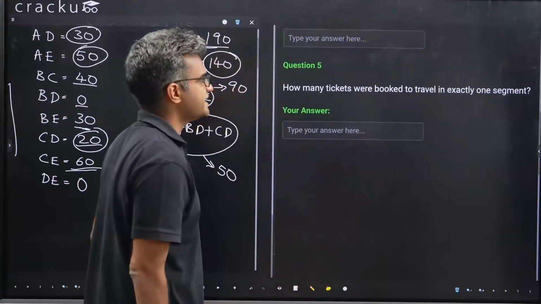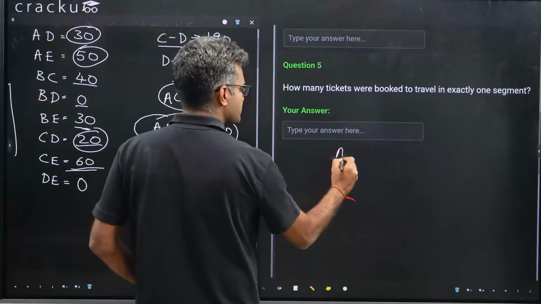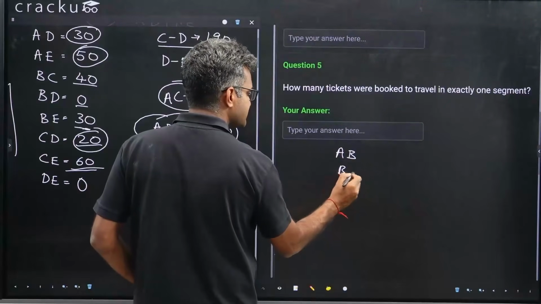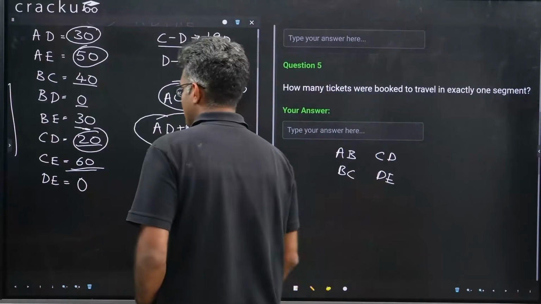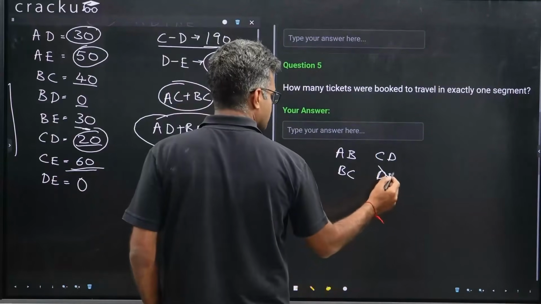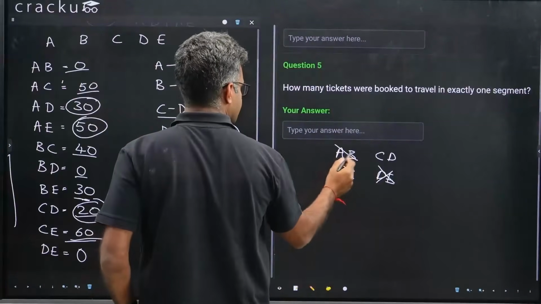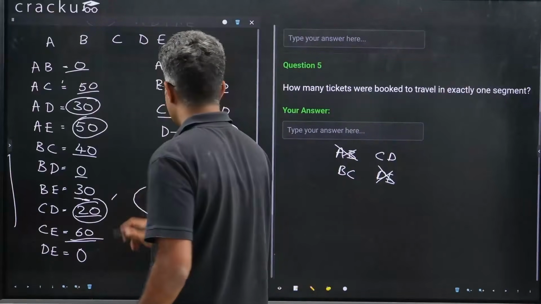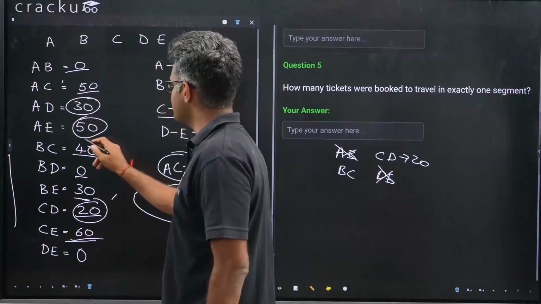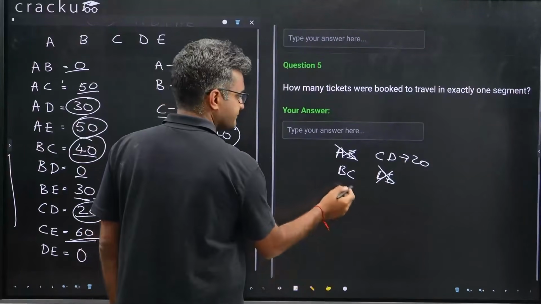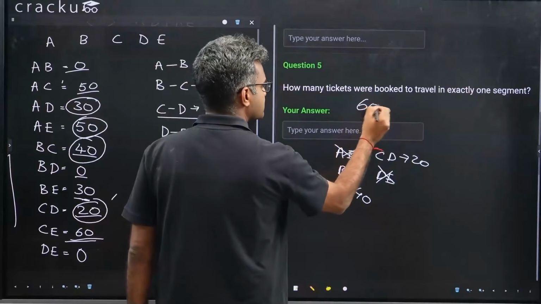How many tickets were booked in exactly one segment? The number of people who booked in exactly one segment has to be AB plus BC plus CD plus DE. This is the sum that we have to make. DE is 0, so this is 0. Similarly, AB is 0, this also is 0. We need to calculate CD. CD is 20. And what is BC? BC is 40. So the total will be 20 plus 40, which is equal to 60.